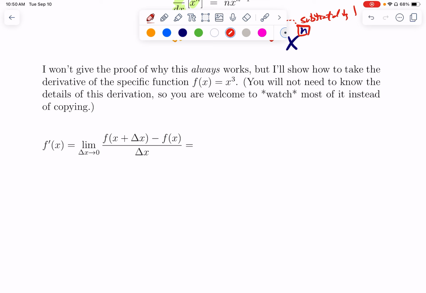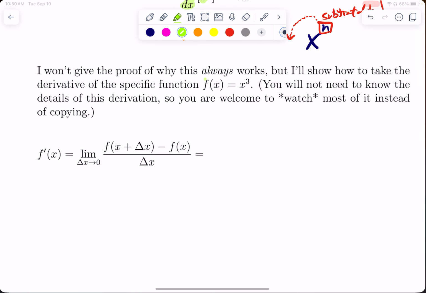Sorry, I'm doing this outside and there's some disruption. You're not responsible for writing down all of the details here. You just kind of have to understand where this comes from.